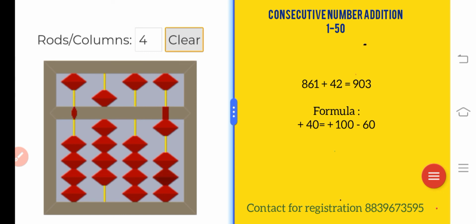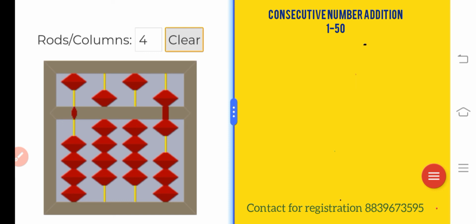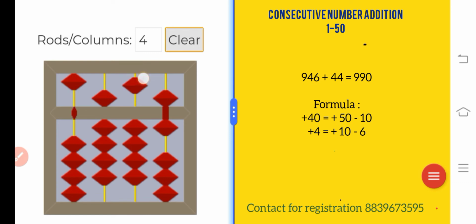And for 2, we will add here 2 directly, that is 903. For adding 43, we will add 40 in the tens place and 3 in the ones place. That is plus 5 minus 2. We get the answer 946. Now we have to add 44. That is, first we add 40 in the tens place, that is plus 50 and minus 10. And for adding 4, that is plus 10 minus 6. So we get the answer 990.